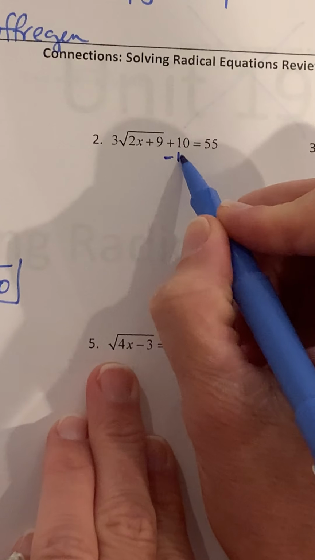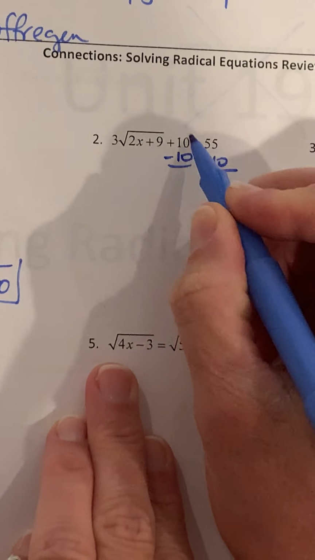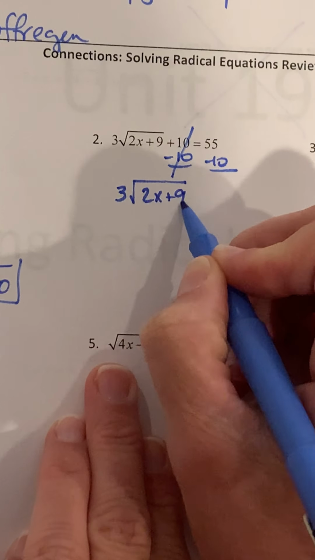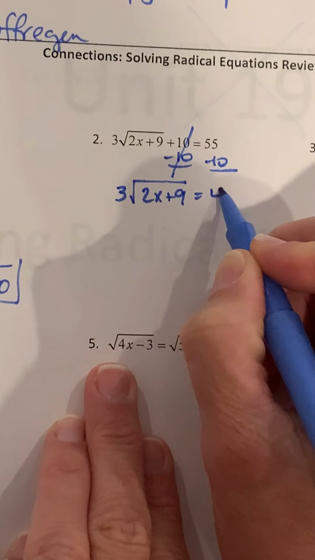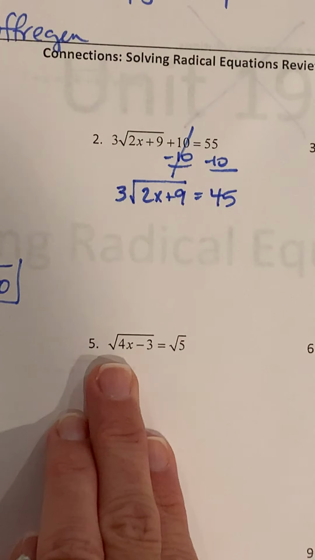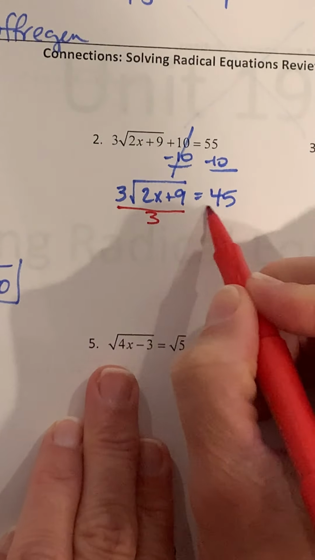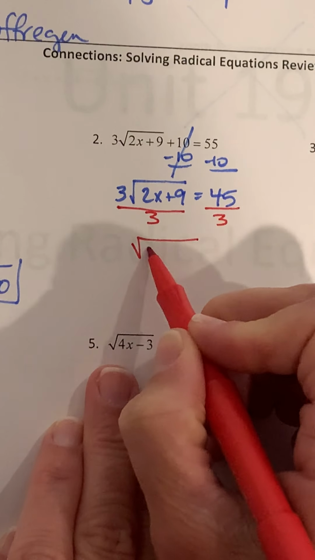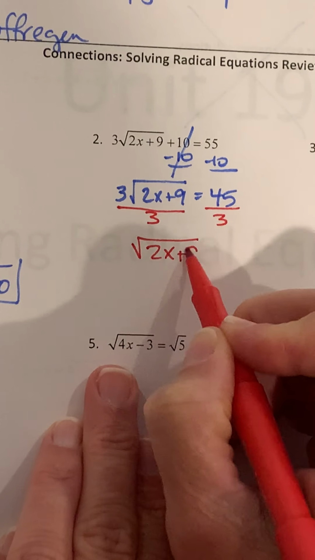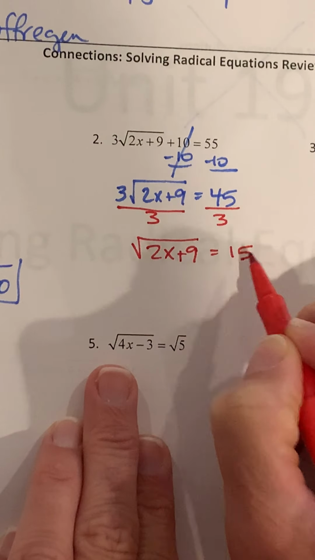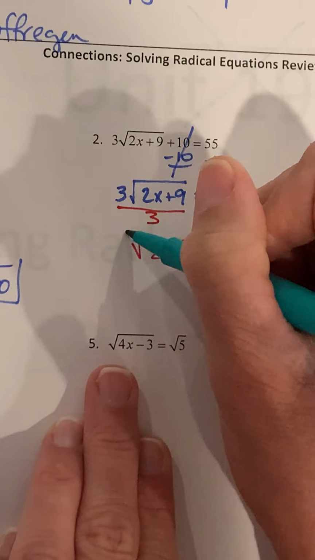All right, number 2, you have to do 2 things before you get the radical by itself. You need to subtract a 10. Got to do that first. And you have 3 root 2x plus 9 equals 55 minus 10, which is 45. Okay, then you're going to divide by this 3 right here. So divide by 3. And you have root 2x plus 9 equals 45 divided by 3, which is 15. Okay. Then you're going to square both sides.